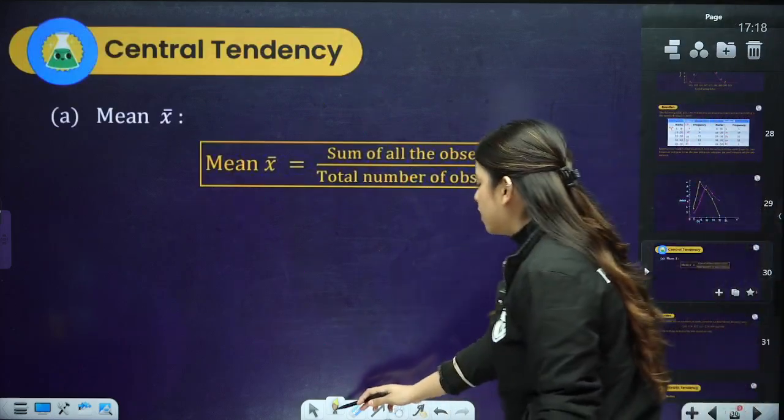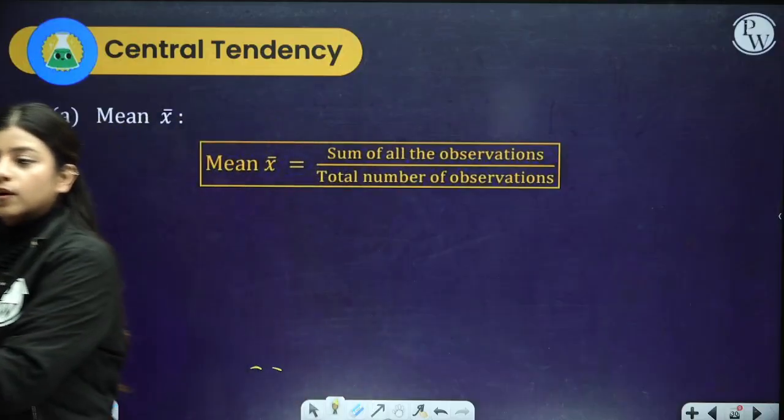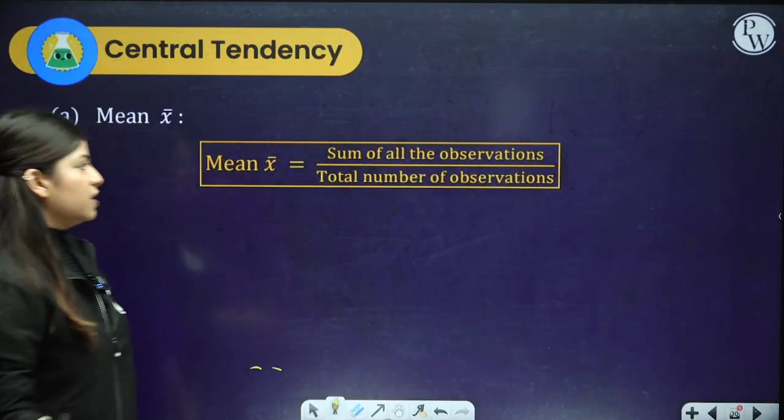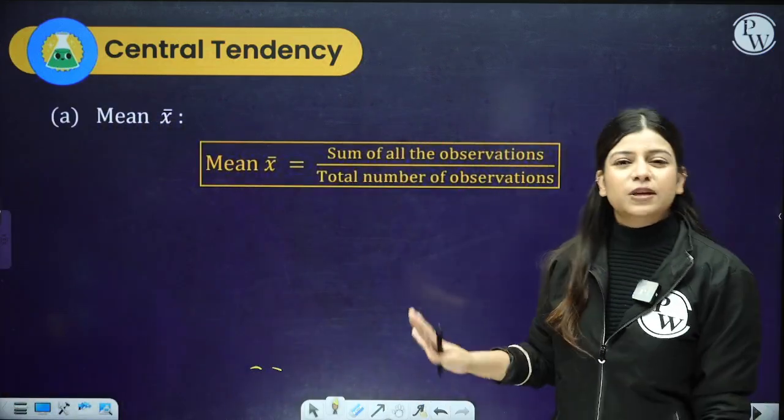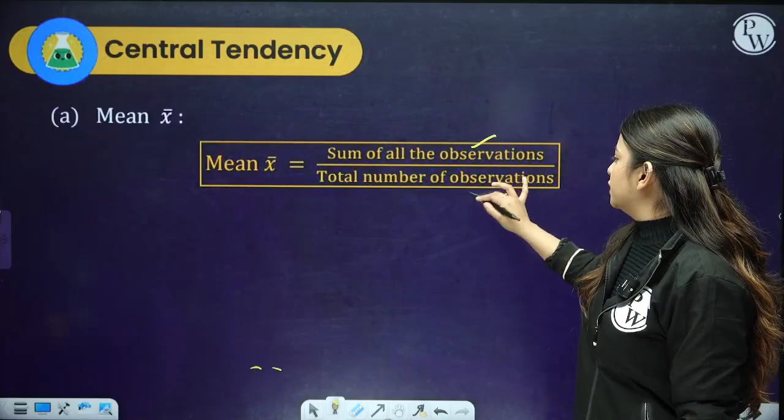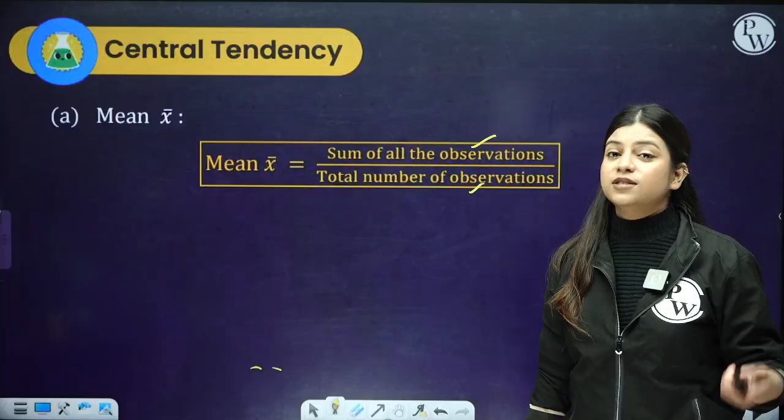Now let's quickly talk about the central tendencies. Okay, now what are central tendencies? Three central tendencies are there: mean, median and mode. So what is mean? It is basically the average. Sum of observations upon total number of observations gives you your mean.